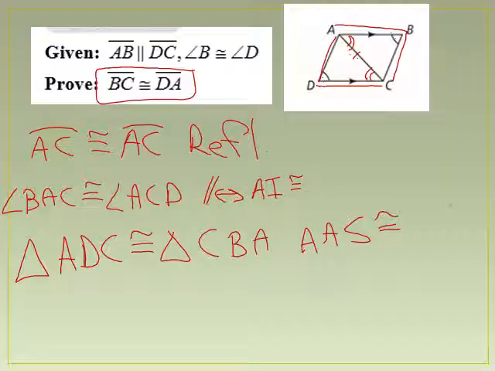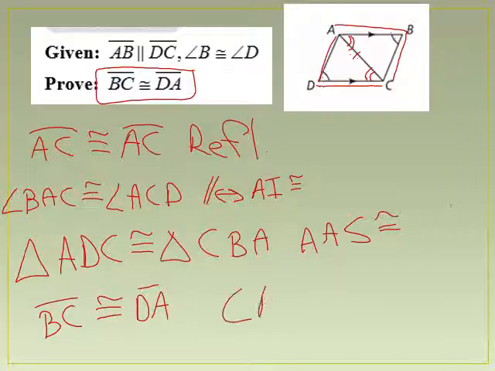If we had marked the parallel lines congruent, which we didn't, then this would have been angle, side, angle. Okay, so we can say that BC is congruent to DA. BC on the right and DA on the left, and that's by CPCTC.